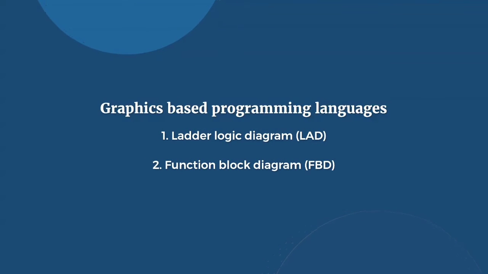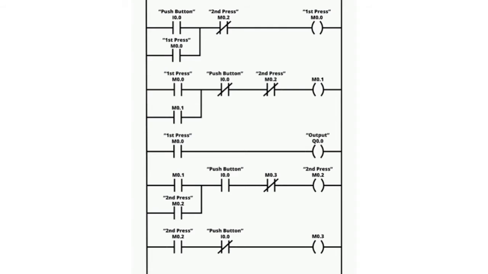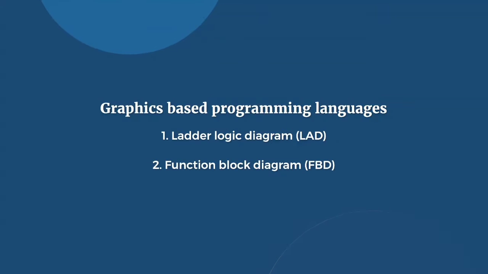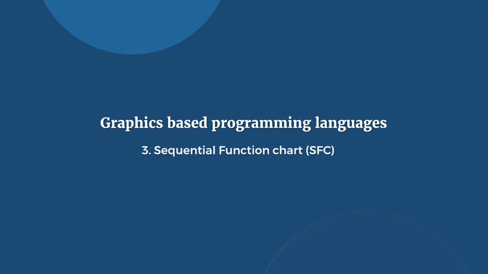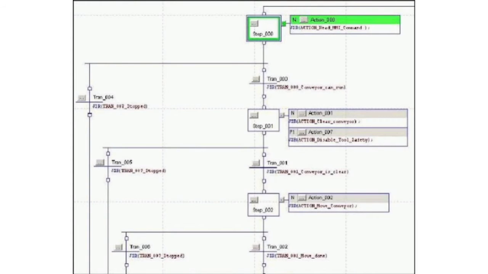Graphics-based programming languages are of three types. Number one is the ladder logic diagram, LAD. Second to it is the function block diagram, FBD. And the third one is the Sequential Function Chart, SFC.